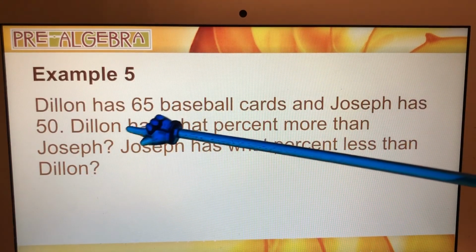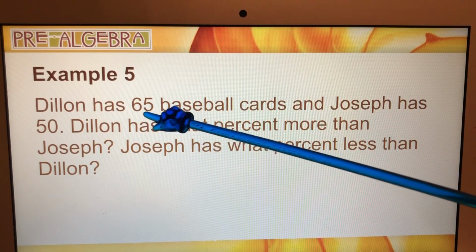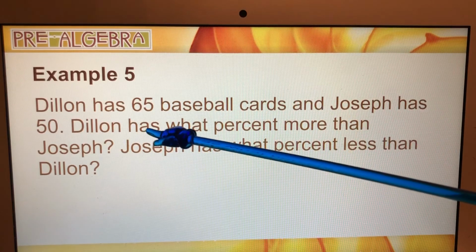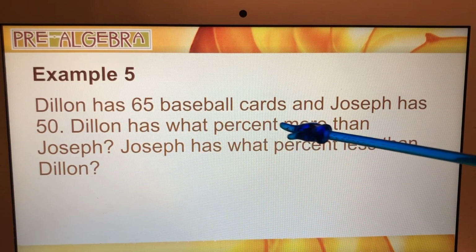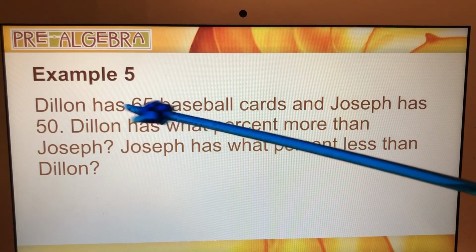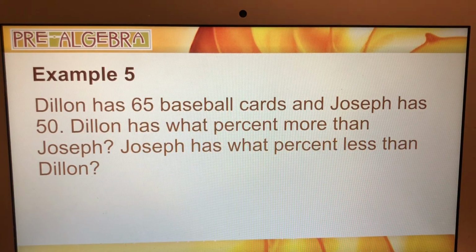All right, our next example here. Dylan has 65 baseball cards and Joseph has 50. Dylan has what percent more than Joseph? So first we take our two numbers. We have to find the difference, don't we? So we have to subtract the two.